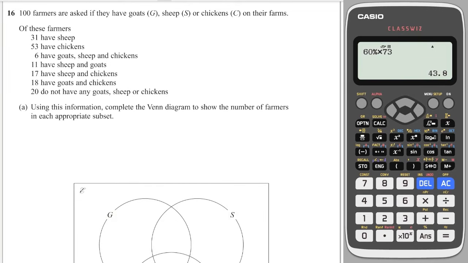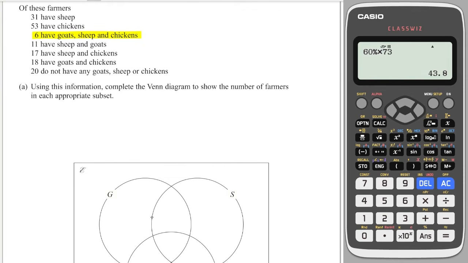Okay, we have 100 farmers and goats, sheep and chickens and lots of information. I'm not going to read it all out. Put it in the Venn diagram essentially. Best place to start is in the center. And that's where all three overlap, and we can see here that there will be 6 people who have goats and sheep and chickens. And then let's go for the doubles.